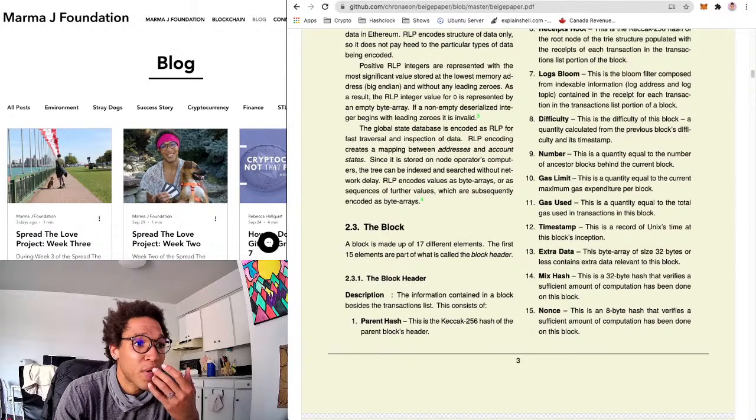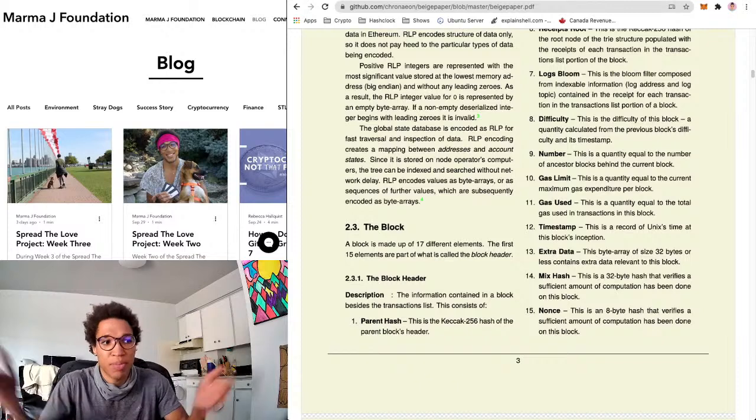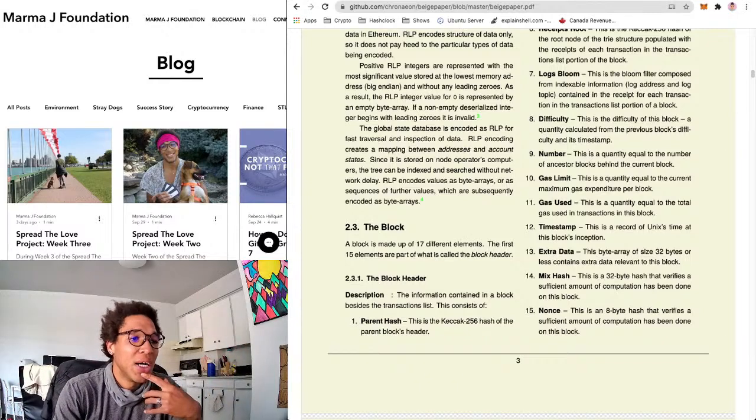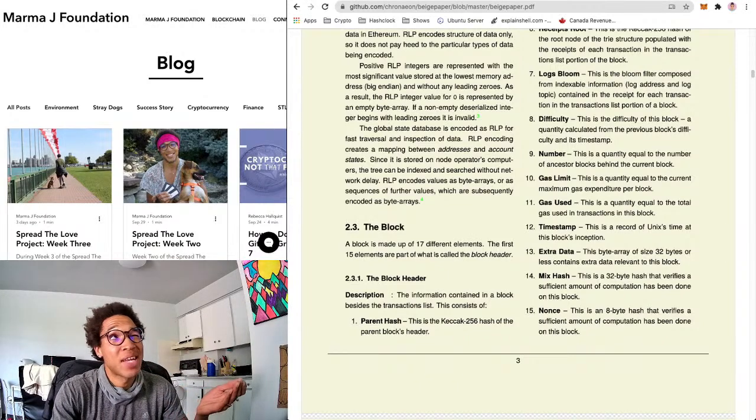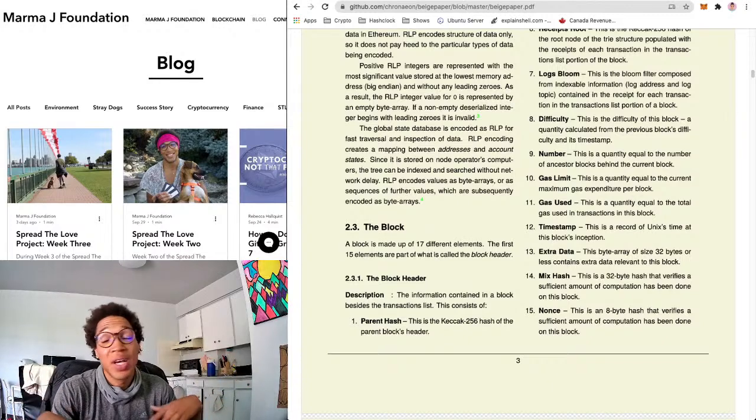So that's about it. The number is the quantity equal to the number of ancestor blocks behind the current block. So what's the block number? It ticks up by 1 each time. Gas limit is the quantity equal to the current maximum gas expenditure per block. I think the gas limit right now is about 12,500,000.